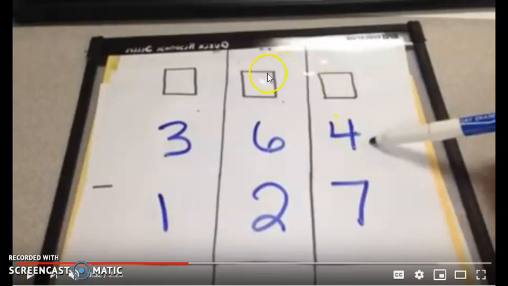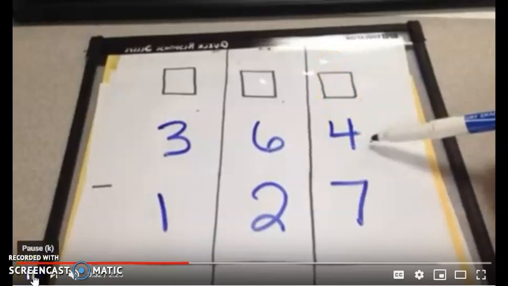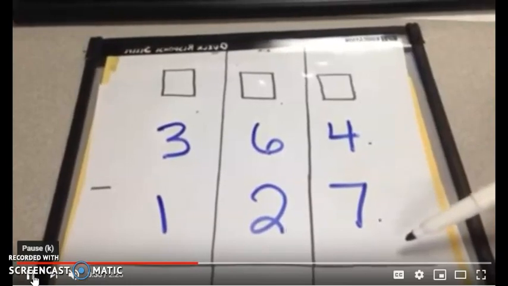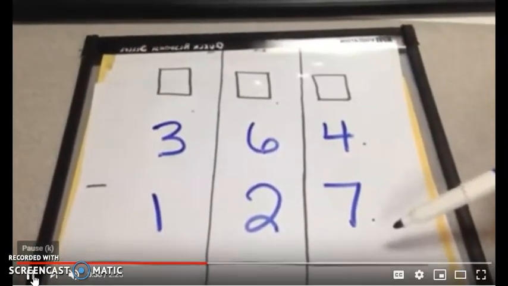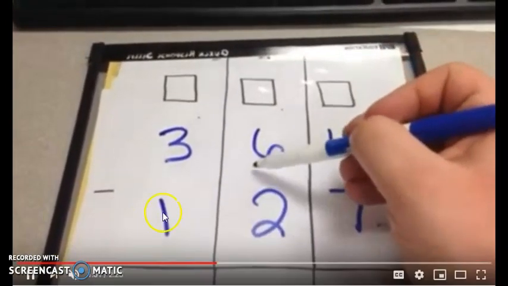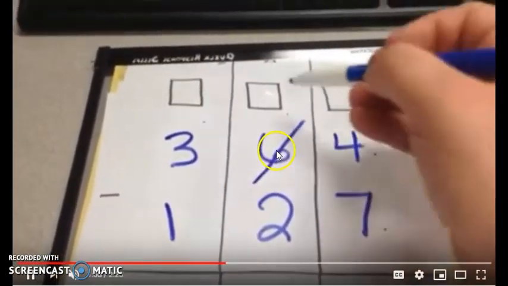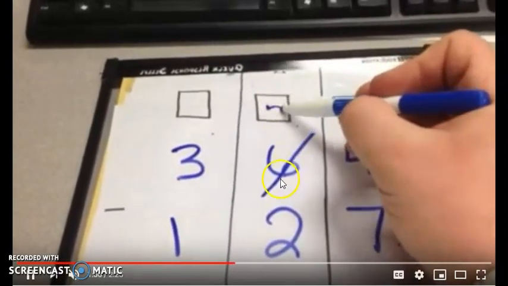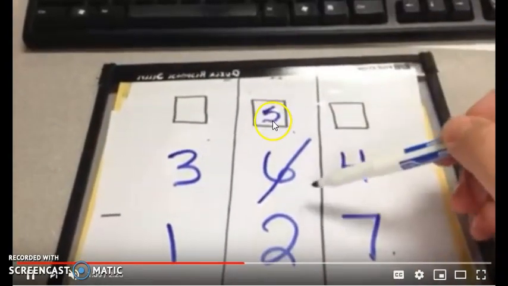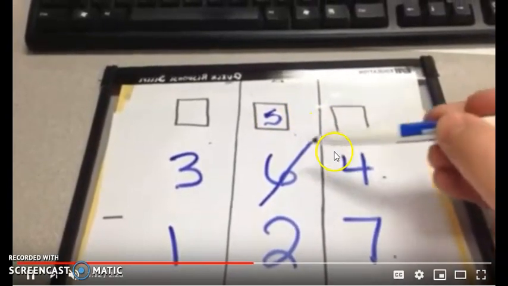In this case, we need to regroup. We're going to take from the tens place. We're going to take 1 ten from the tens place and add it to number 4. So number 4 will be 14. So you're going to cross out number 6. Number 6 will be 5. And number 4 will be 14. So I'm going to show you now. So, here we're going to take from the tens place. So, we're going to cross out number 6, so it will be 5. And number 4 will be 14.